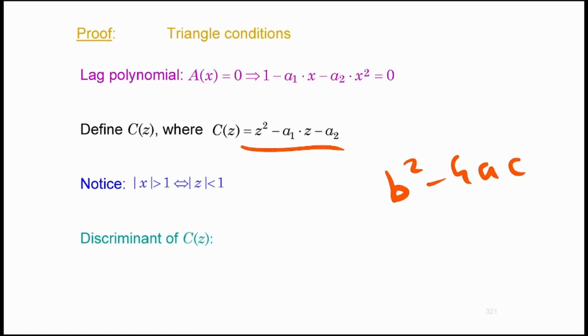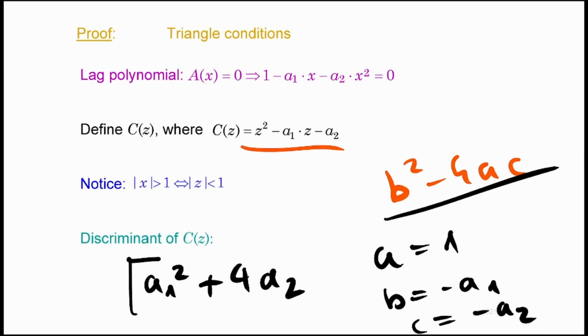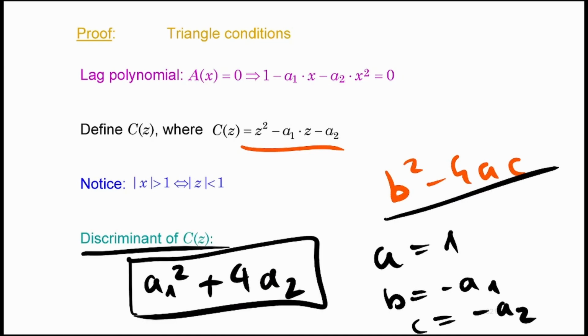So if you look at this structure, you'll find that a is going to be equal to 1, b is going to be equal to negative a1, and c is going to be equal to negative a2. So what's going to be the discriminant? The discriminant of C is going to be, from that formula, b squared, which is a1 squared, of course, and then minus 4 times a times c, and that's going to yield minus 4 times 1 times negative a2, which is going to be plus 4 times a2. That's going to be the discriminant of C.